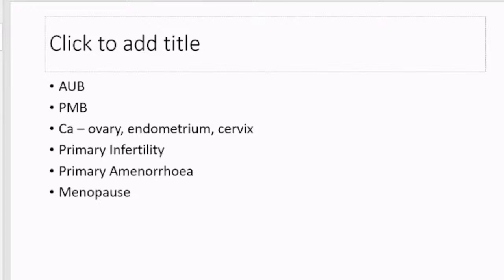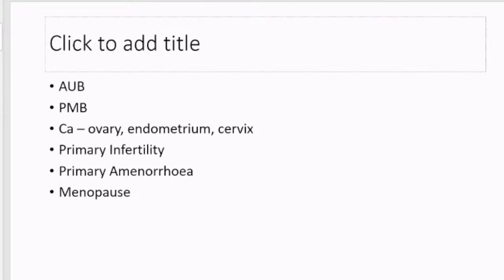Now CA ovary. Again, that question would be like a 50 or 55 year old lady with history of dyspepsia for 7 or 8 months, comes to the OP with vomiting, and when you examine, you find that there is a mass which is a firm, irregular mass. So you know how you describe the mass. So when you're writing your clinical features, you can add a little bit of the descriptions depending on what is asked.